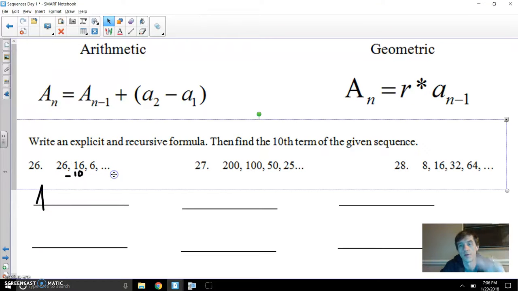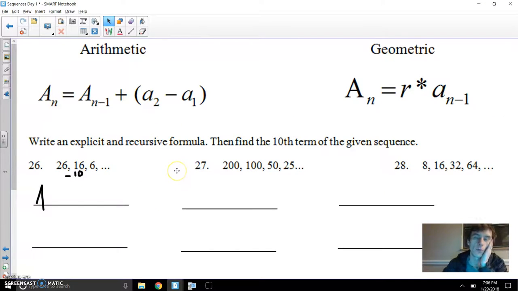What's up, guys? Wanted to film a quick video to give you an idea of what we're talking about today with explicit and recursive sequences, how to write a formula for them, and how to find future terms. So let's just jump into it.